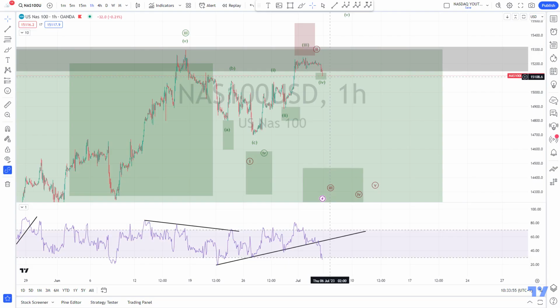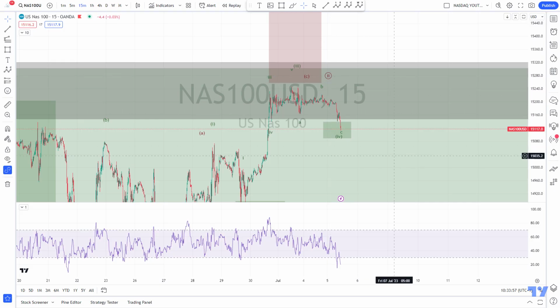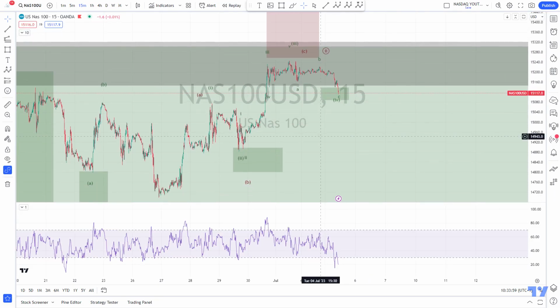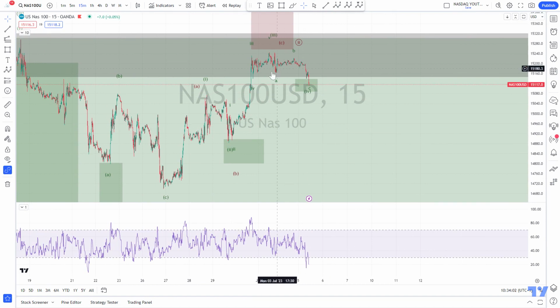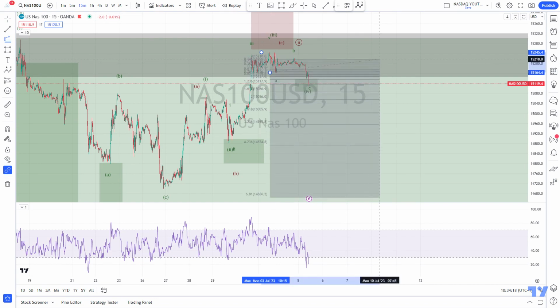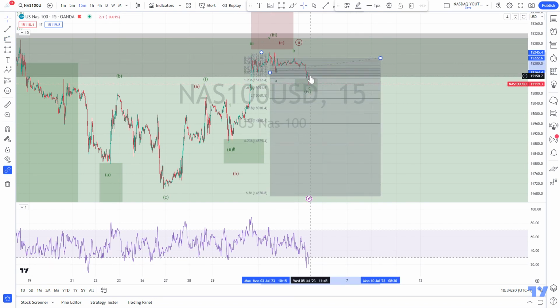If we zoom in to the 15-minute, I believe we have an ABC structure here. So if this is our wave 3 high, then we wait for the wave 4 pullback as an ABC. If we take the length of wave A, the length of wave B, then the area between your 1 and your 1.618 FIB extension is the area where to go long.